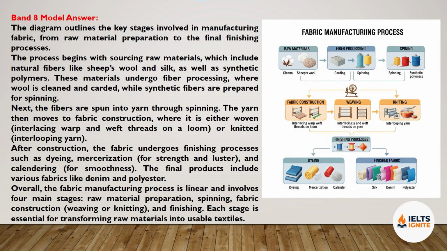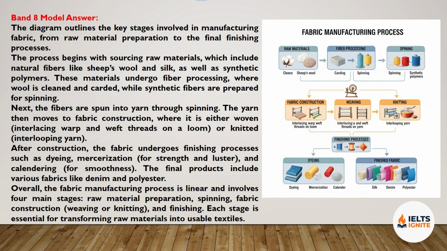Natural fibers like wool are cleaned and carded, while synthetic fibers are prepared separately. Next, both types are spun into yarn. Once the yarn is ready, fabric construction begins. There are two main methods here: weaving, interlacing threads on a loom; and knitting, interlooping yarn.